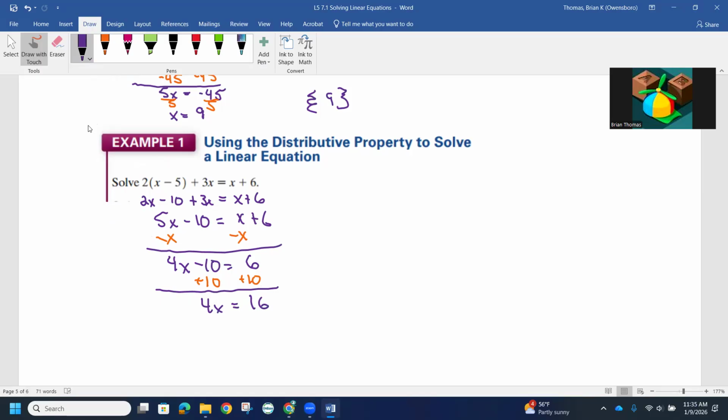At this point, you can probably see the answer. 4 times what number is 16? You should see that x has got to be 4 at that point. Or again, if you wanted to, you could divide both sides by 4 and get x equals 4. So the solution set there would be 4.